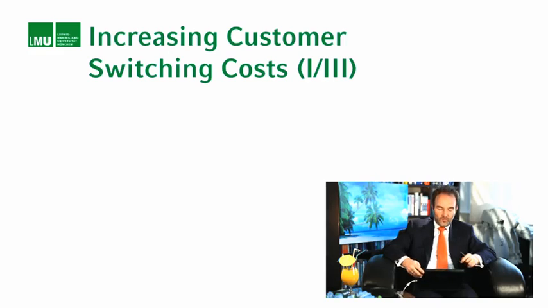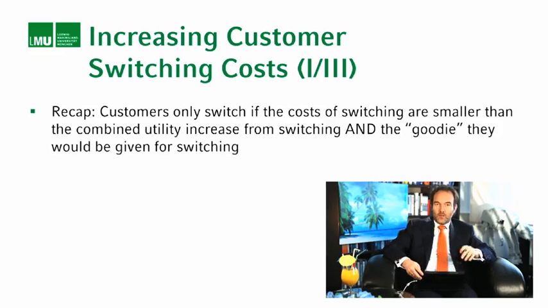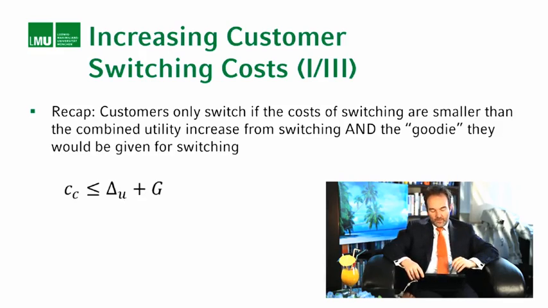We're now going to consider how we can use our information and knowledge about our customers' willingness to switch to try and lock them in. So, basically, how do we increase the switching cost our consumers face? Just to recap, consumers will only switch if the cost of switching is smaller than the combined utility increase from switching and the goodie that they would be given from switching. So you've got the goodie here, you've got the additional utility that they get if they switch, and this is the switching cost that they're facing.